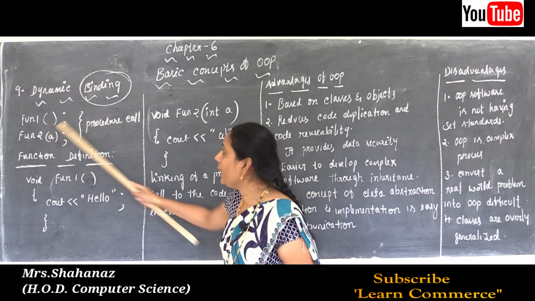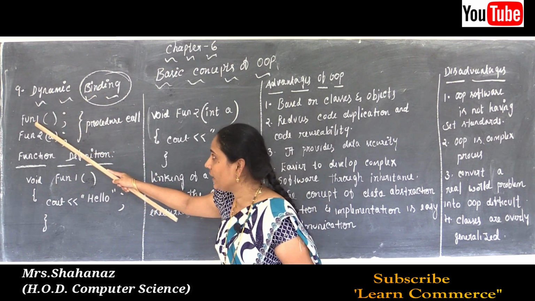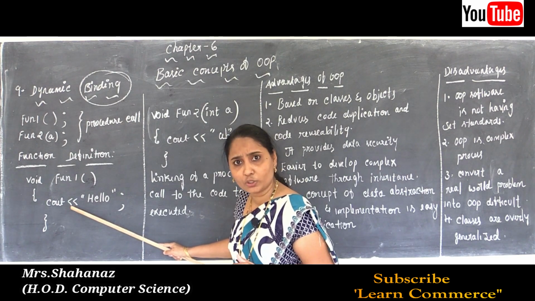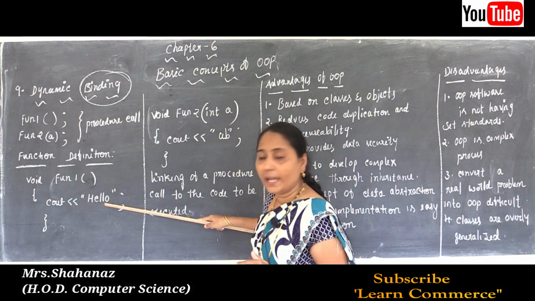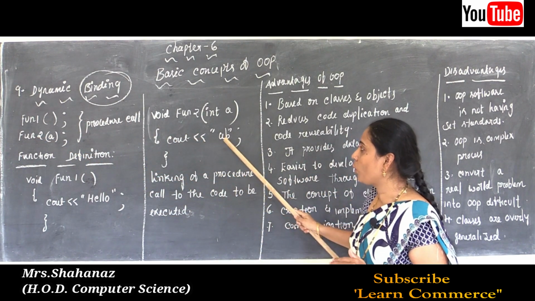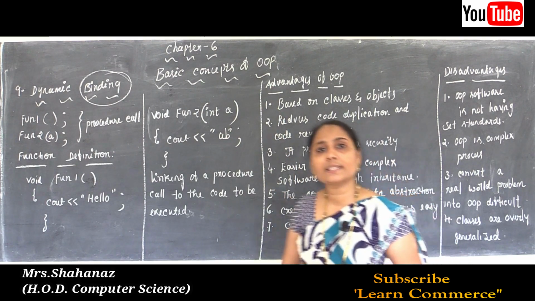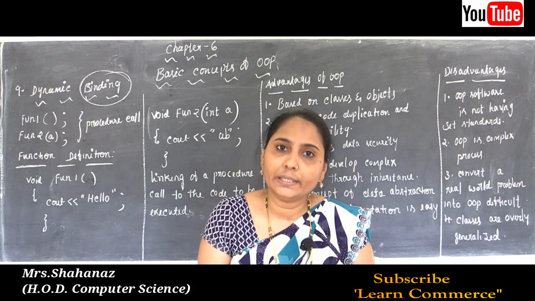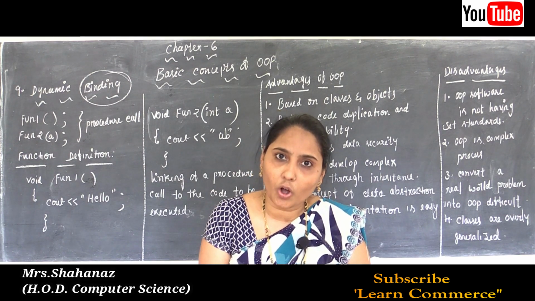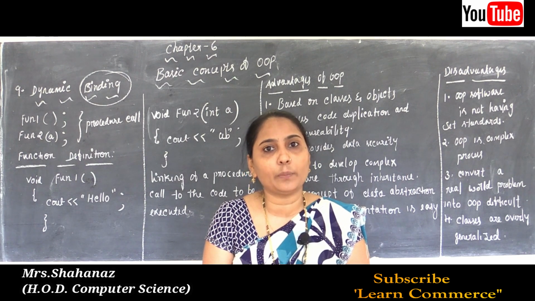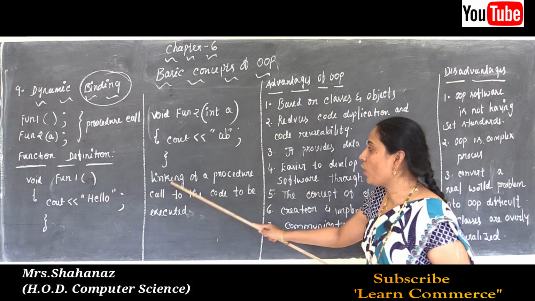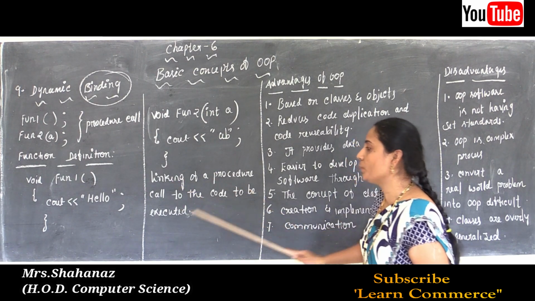When you make the procedure call, when you click here, it is going to execute this statement, hello. When you click function 2, it is going to display the statement A and B. So dynamic binding means the code associated with the procedure call is known only at the time of program execution. Clear this point here? Or simply, the linking of a procedure call to the code to be executed.